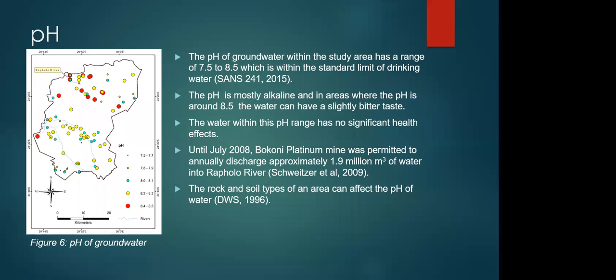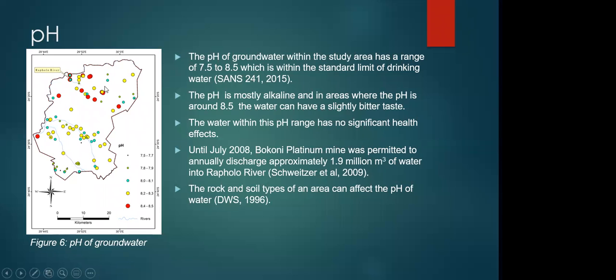The pH. The pH of groundwater in the study area is mostly alkaline. In areas where the pH is around 8.5, the water can have a slightly bitter taste. In the study area, the pH ranges from 7.5 to 8.5. But there is this area where the boreholes have a pH of 8.4 to 8.5. This area is closer to the mine, the Goni Platinum mine, which is located where I'm moving my pointer.